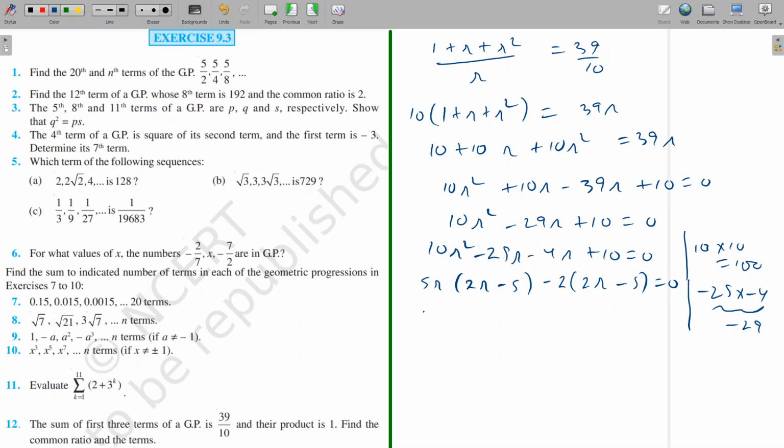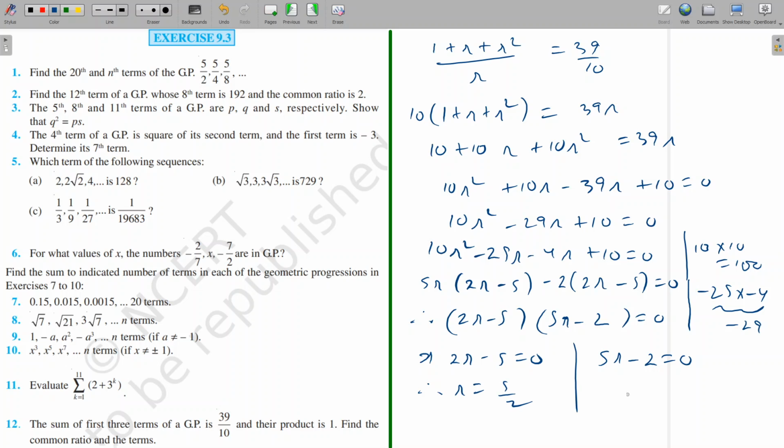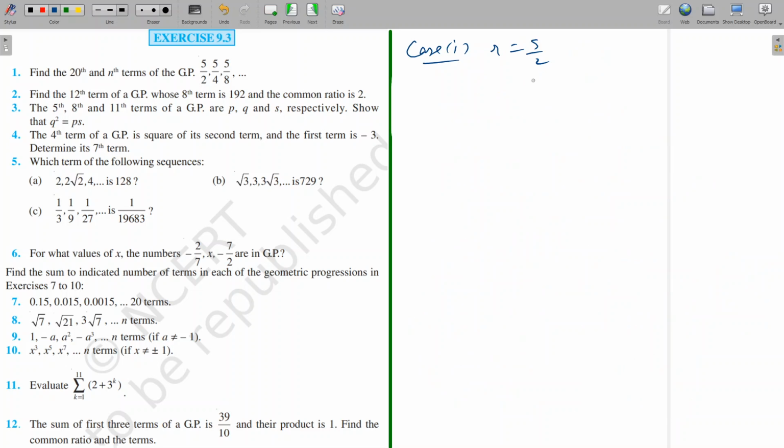So therefore we will have 2R minus 5 into 5R minus 2 equal to 0. This implies 2R minus 5 equal to 0 or 5R minus 2 equal to 0. Therefore, R equal to 5 by 2 or R equal to 2 by 5. So there will be two cases, case 1 and case 2. So case 1, R equal to 5 by 2.